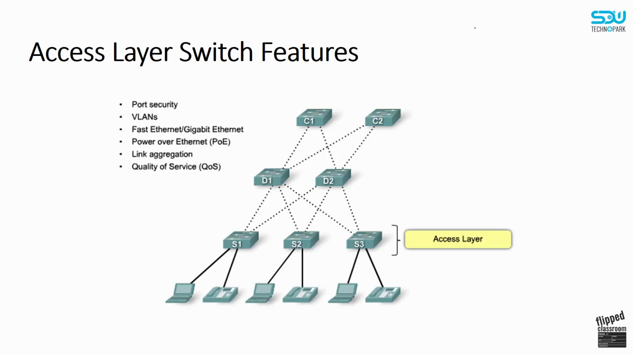And now it's time for an overview of the features of the 3 layers which we are discussing today. Access layer switch features: port security. Only in the access layer switch we have port security. It can provide VLAN connectivity. It can have Fast Ethernet, Gigabit Ethernet, or 10 Gigabit Ethernet. It can provide Power over Ethernet.